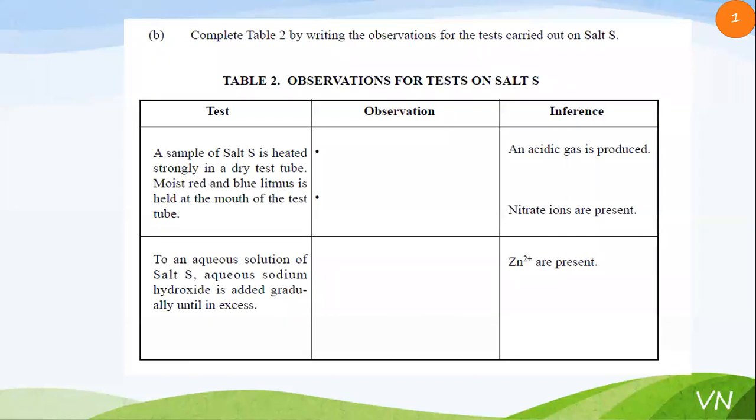So we have a first question here. It tells us to complete the table by writing the observations for the test carried out on salt S. So just take a minute, read through the tests and the inferences and tell me what will be the observations.